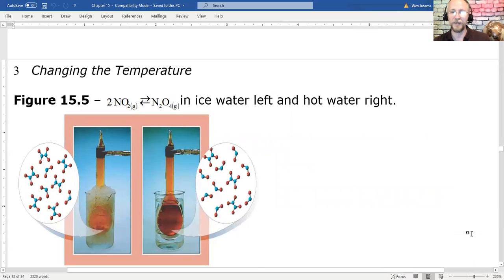If you change the temperature, it depends on whether it's endothermic or exothermic. Here's NO2 in equilibrium with N2O4. NO2 is that reddish color you see. N2O4 is colorless. So at cooler temperatures, we can see that red color is lighter. And at higher temperatures, in warm water or hot water, the red color is much more significant, indicating a shift towards the NO2. So it seems like reactants are favored in warm or hot conditions, whereas N2O4 is favored in cooler conditions.